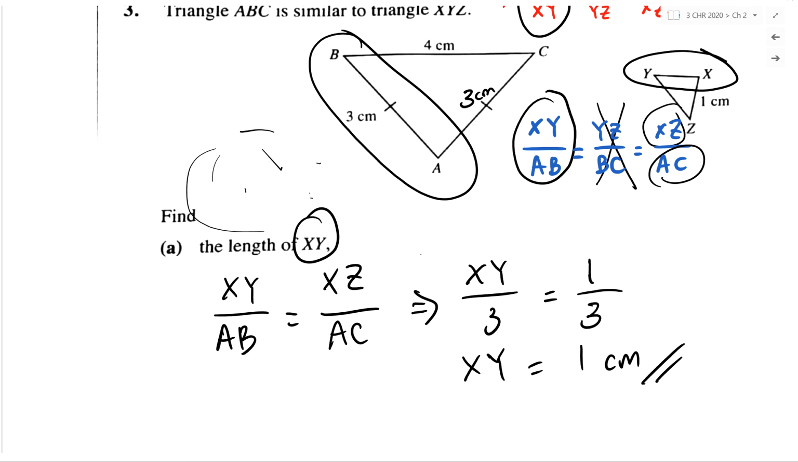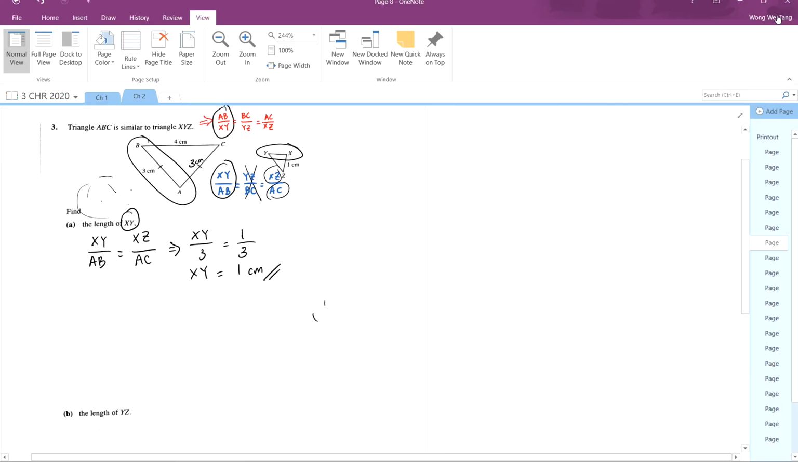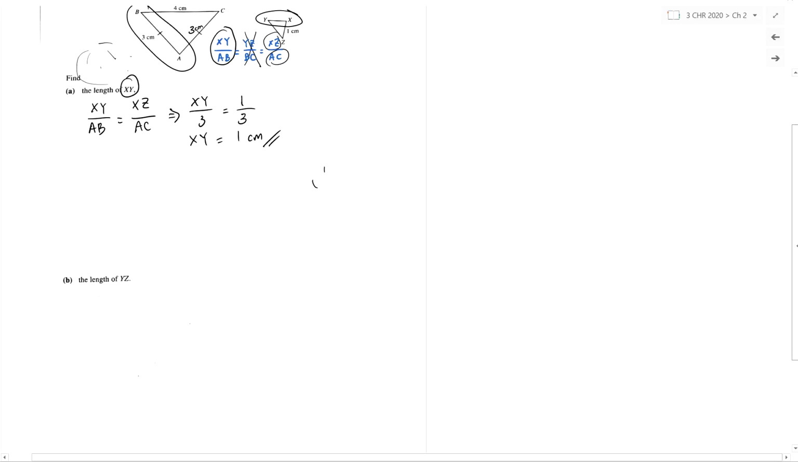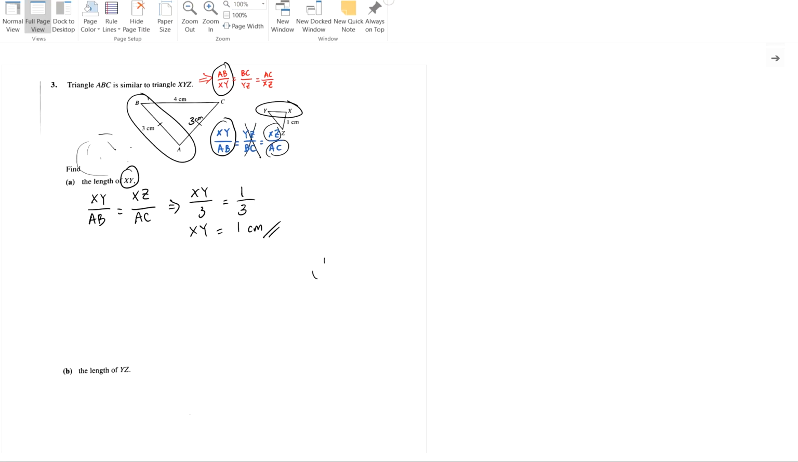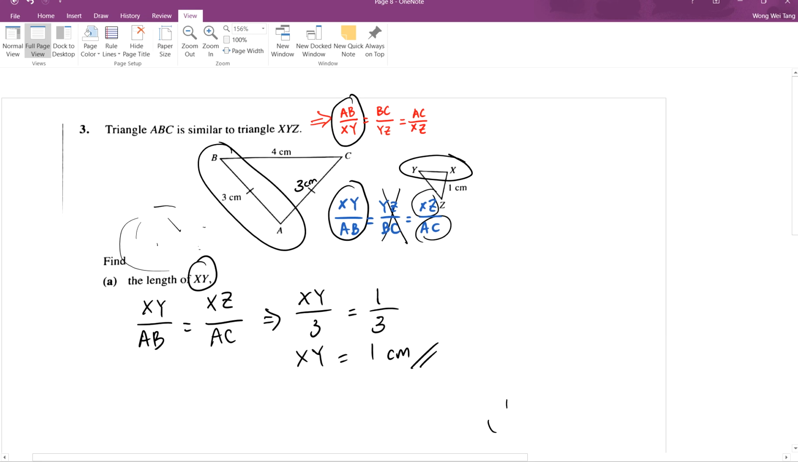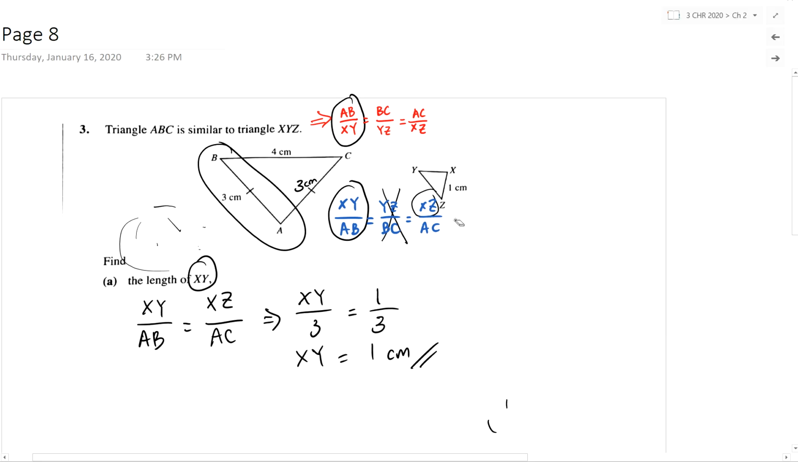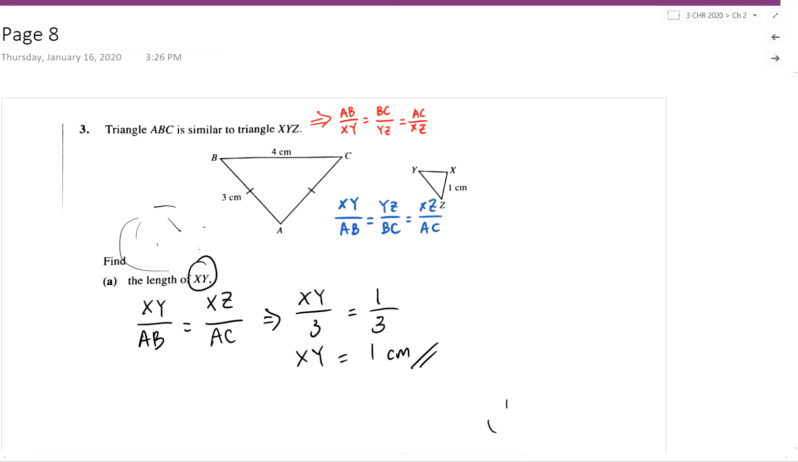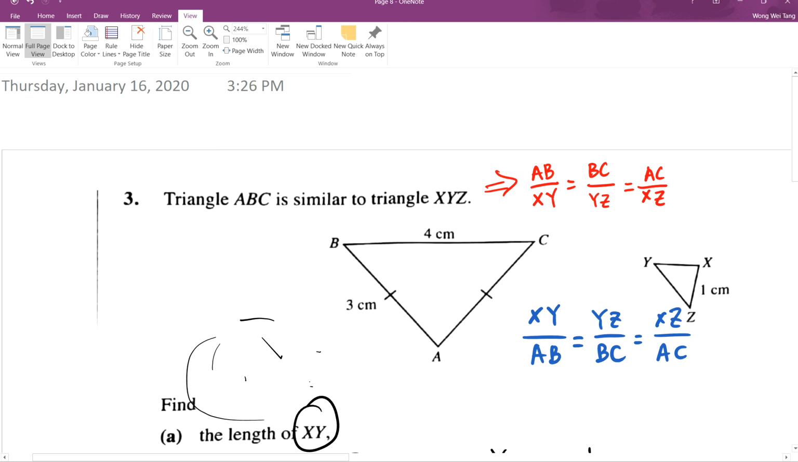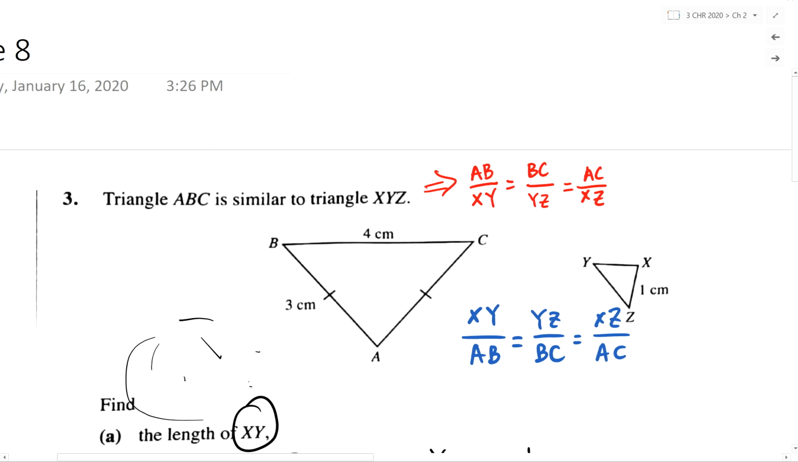Alright, next. We are moving on to part B. Find the length of YZ. So let us try this together now. YZ. Do you want to use red color or blue color? Those who want to use red, that means you go and try yourself.